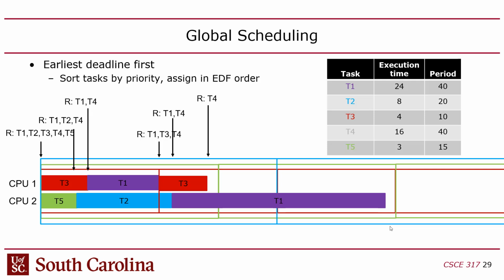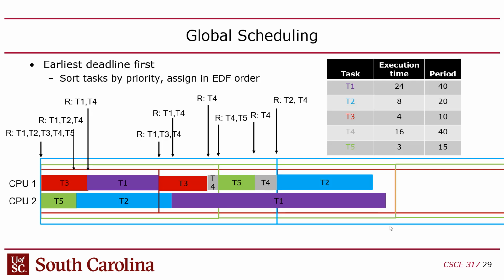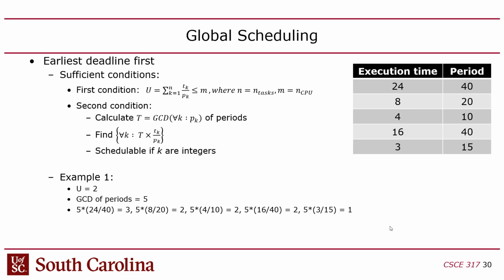T4 is ready at this point when T3 finishes, so we can run T4, but not for long because T5 is ready there. So T4 gets a very short taste of the CPU, at which point it's going to get preempted by T5. Then T4 can pick up again, but it gets another short taste because it's going to get preempted again by T2. Okay, so that's the idea with EDF on multi-CPU.